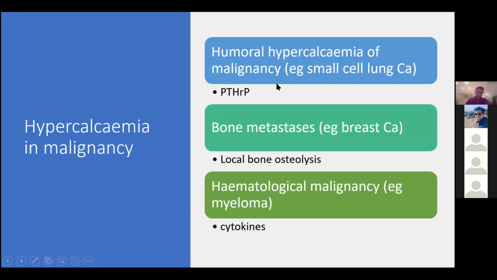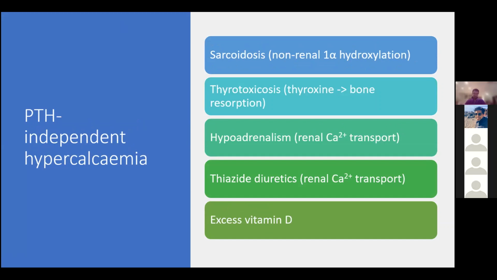Hypercalcemia in malignancy can be from 3 sources. It can be due to a PTH-like peptide, which acts on PTH receptors, like in small cell lung carcinoma. It can be due to bony metastasis, more common with breast cancer, or due to hematological malignancy, such as myeloma, where the cytokines themselves act directly on the osteoclast to stimulate bone resorption.